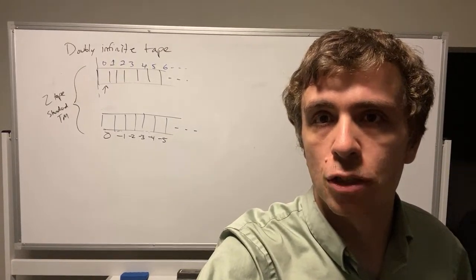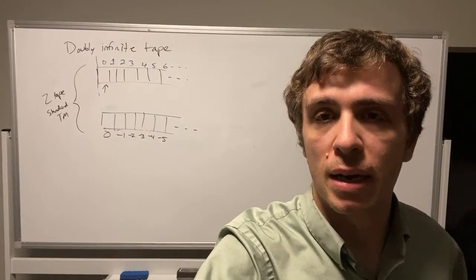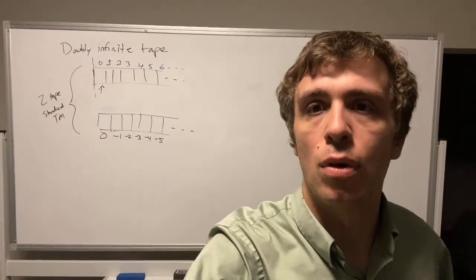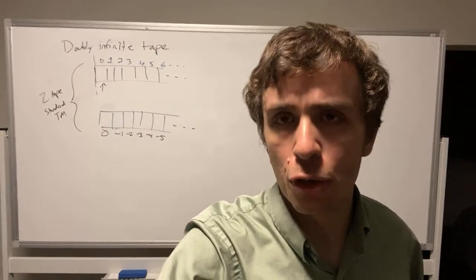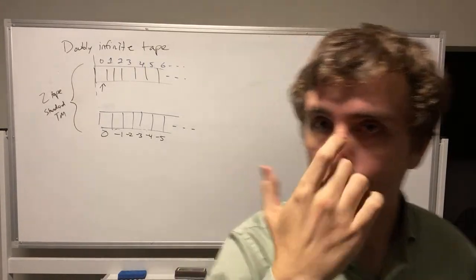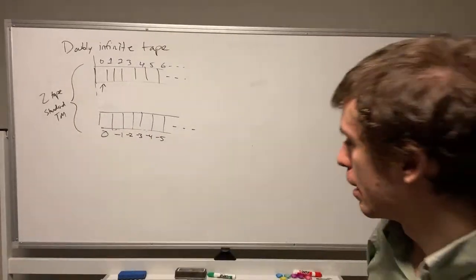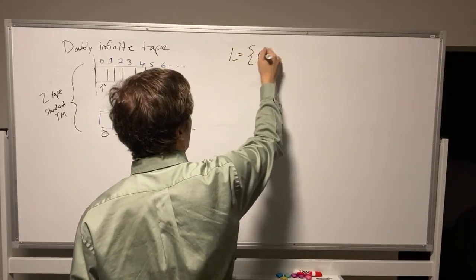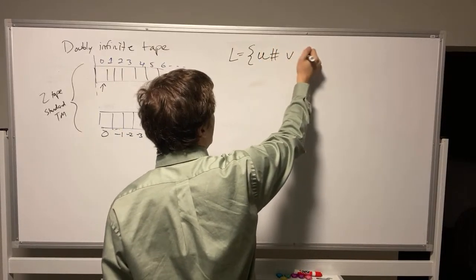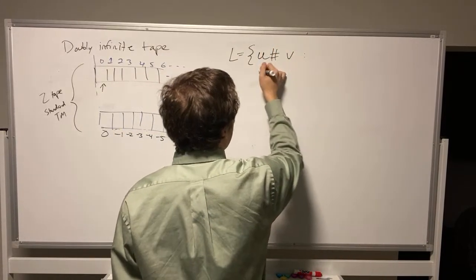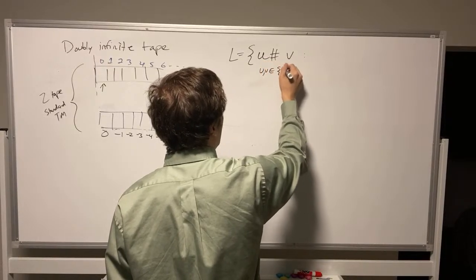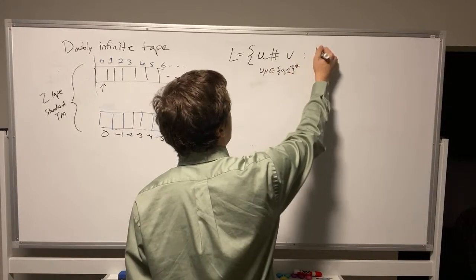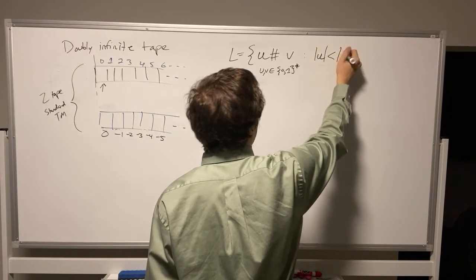Can you talk about building a Turing machine that recognizes U$V for strings U that are smaller than V? Yeah, okay, I can do that. Let's say we have a language of U$V, and let's say that U and V are in {0,1}*, like you said, such that the length of U is smaller than the length of V.